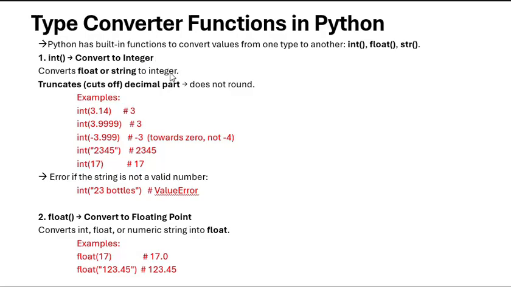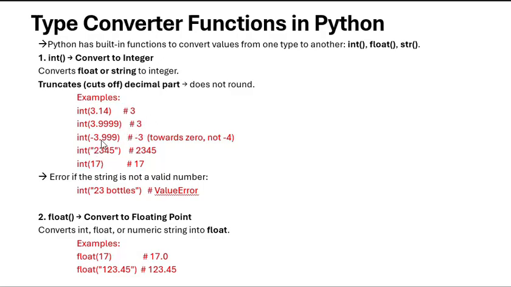Let us see how exactly it will work. It truncates, cuts off the decimal part. It doesn't round, which means if I have 3.14, it will take only 3. Okay, let us see an example. Int 3.14. This is a floating point number. We are converting it into integer. That's why the result is 3. Int 3.9999. We are also converting it into integer. That's why the result is 3.